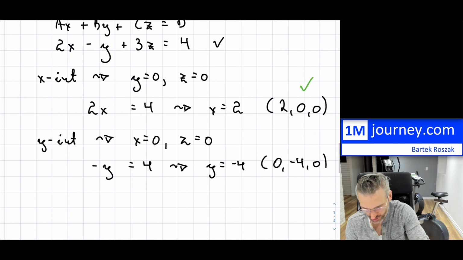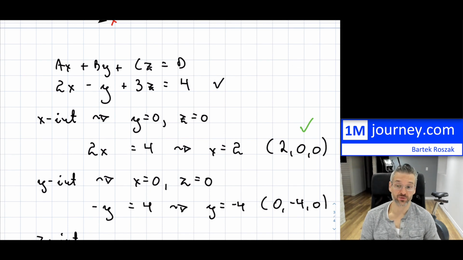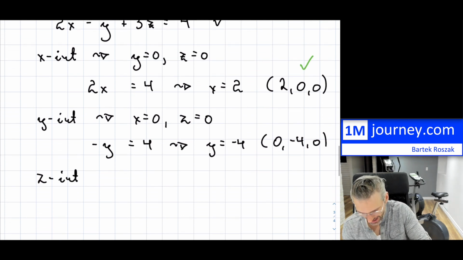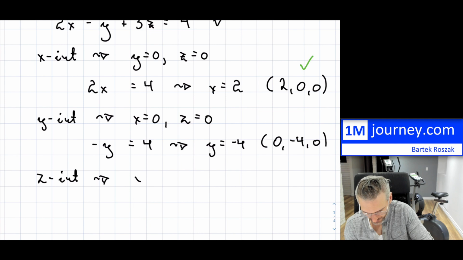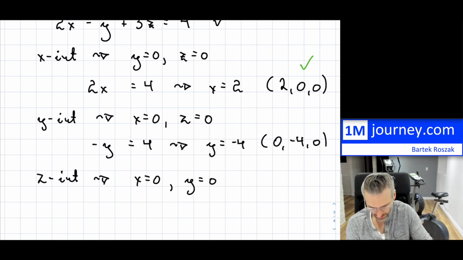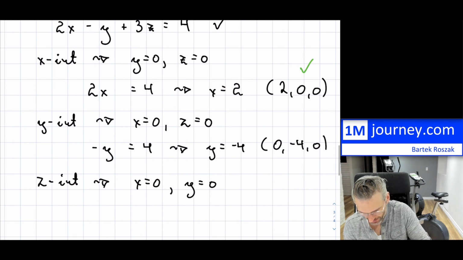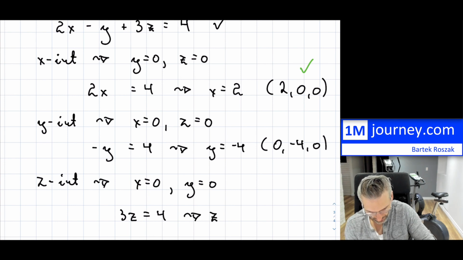So now I also need my z-intercept. Now in this case, notice that the c is not equal to 0. So in that case, I have to set x is equal to 0 and I have to set y is equal to 0. If I do that, unfortunately I'm going to get 3z is equal to 4. So this is going to be that z is 4 over 3.